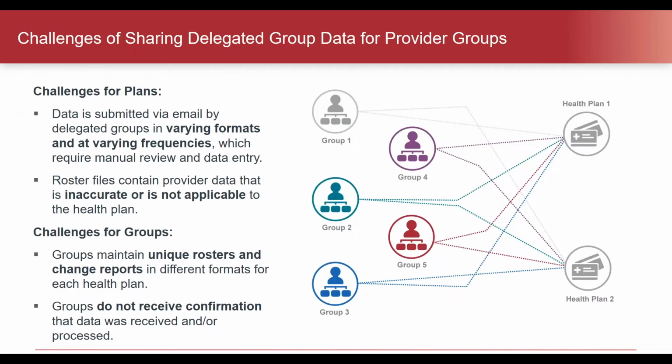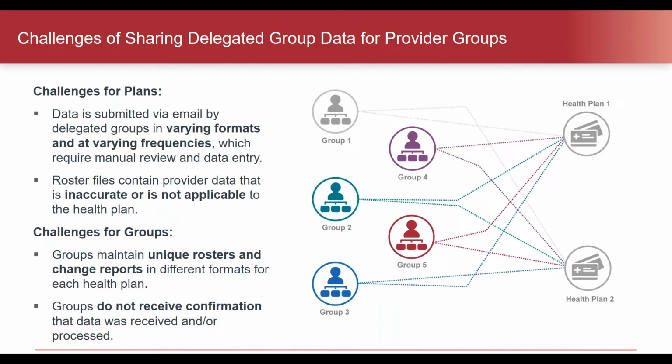Challenges of sharing delegated group data. The challenges exist on both the plan and the group side. For the plans themselves, they're receiving data in varying formats and varying frequencies from their groups. They might receive a change report and a full roster from each group at different times throughout the month. Roster files themselves often contain inaccurate data, so the groups are having difficulty maintaining good data, and so the plans are receiving that inaccurate data. Oftentimes, groups are submitting files that are not applicable to every health plan, so the plan is forced to filter through what is applicable for them and not.